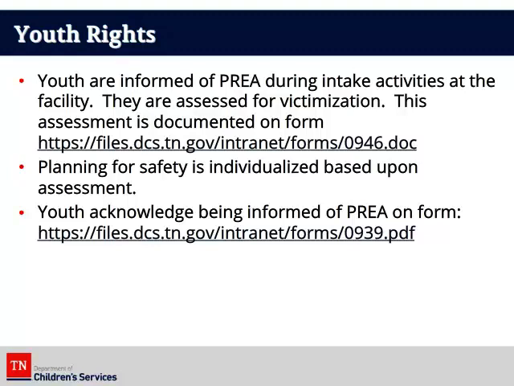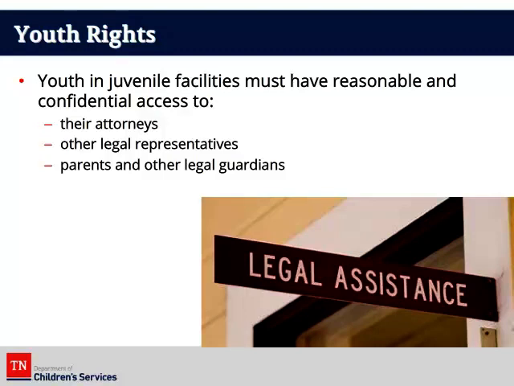Planning for safety is individualized based upon the assessment. Youth acknowledge being informed of PREA on Form CS 0939. In relation to PREA, youth in juvenile facilities must have reasonable and confidential access to their attorneys, any other legal representatives, including John L. attorneys, parents and/or other legal guardians.